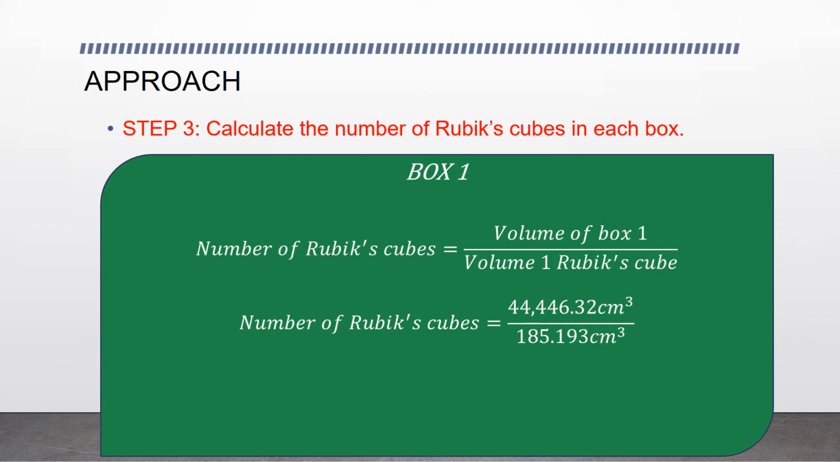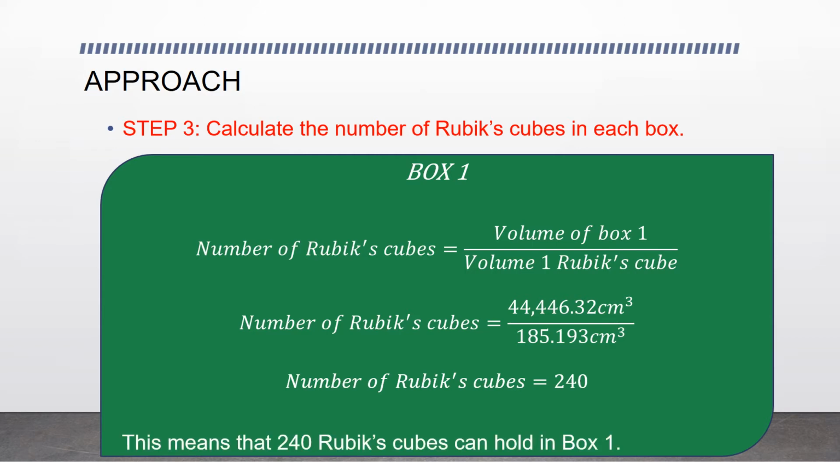44,446.32 cubic centimeters divided by 185.193 cubic centimeters. Our result will be 240 Rubik's cubes. So that means that for box 1, 240 Rubik's cubes can fit in that box. Let's see what transpires.